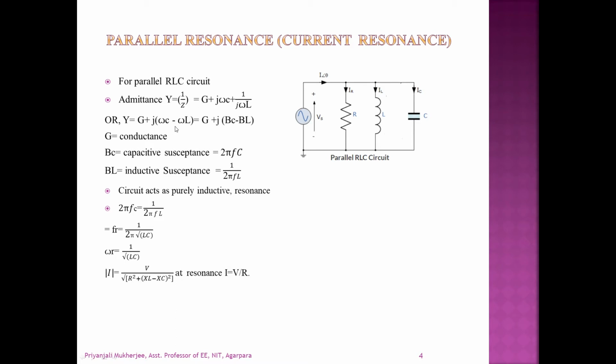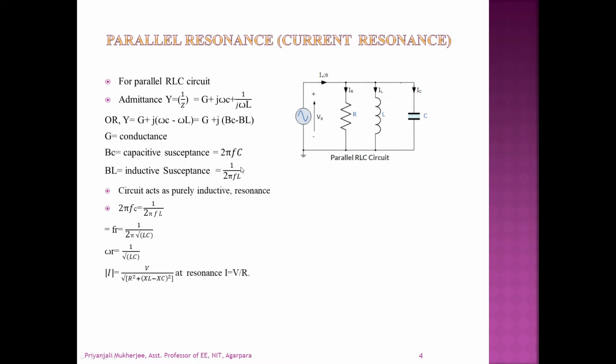Now, from this equation, we can write that Y is equal to G plus j into (omega C minus 1 by omega L), or G plus j into (BC minus BL). Here BC is the capacitive susceptance, and this is equal to 2 pi Fc, and BL is the inductive susceptance, and that is equal to 1 by 2 pi FL.